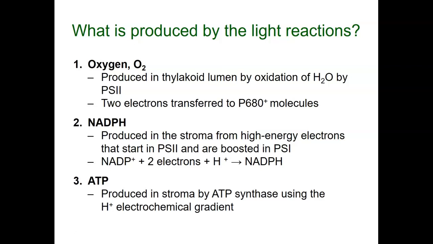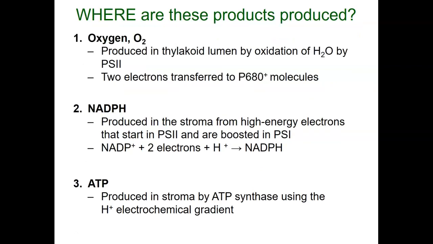Lastly, we're going to form ATP. This is due to ATP synthase, which is residing in the thylakoid, the phospholipid bilayer of the thylakoids themselves. And ATP is going to be produced in the stroma. And this is a result of that proton gradient that was generated via 3 main mechanisms. Okay, so it's also important for you to remember where each of these products is produced. So again, the oxygen is going to be produced inside the thylakoid lumen. The NADPH is produced in the stroma, and the ATP is also produced in the stroma.